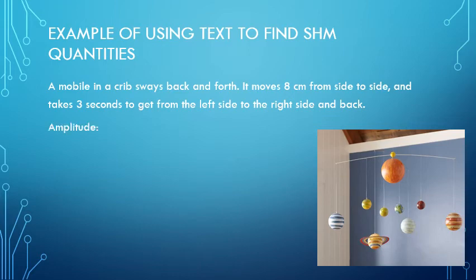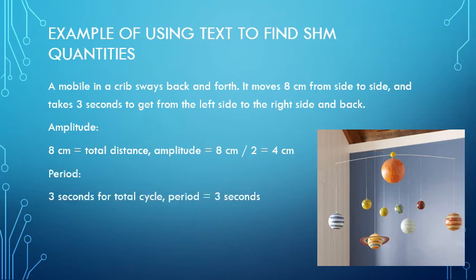Okay. So first, let's look at the amplitude of it. Well, it says the 8 centimeters is what it moves from side to side, and that's the total distance that it moves. So the amplitude would have to be half of that, because the middle would be the equilibrium point. So it's going to move 8 centimeters divided by 2, and that's going to be 4 centimeters. That's the distance from the equilibrium point, the center, to the edge, because it moves 8 centimeters the whole way.